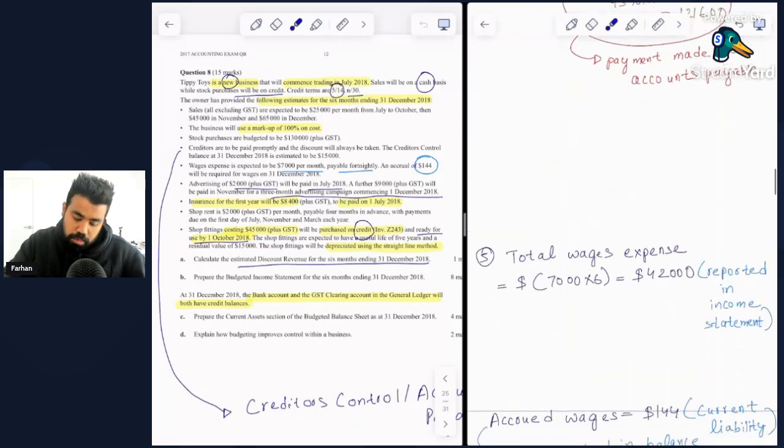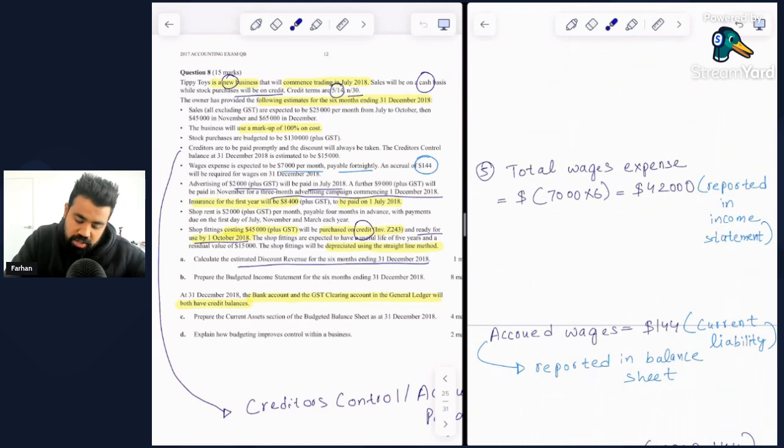Now let's move to point number 5. Wages expense is expected to be $7,000 per month, payable fortnightly. An accrual of $144 will be required for wages on 31 December 2018. Right, so we know that we are working with a business with the 6 months that ended 31 December 2018. And given that we know that wages expense on a monthly basis is $7,000, then the total wages expense for 6 months would be $7,000 multiplied by 6, which is $42,000.